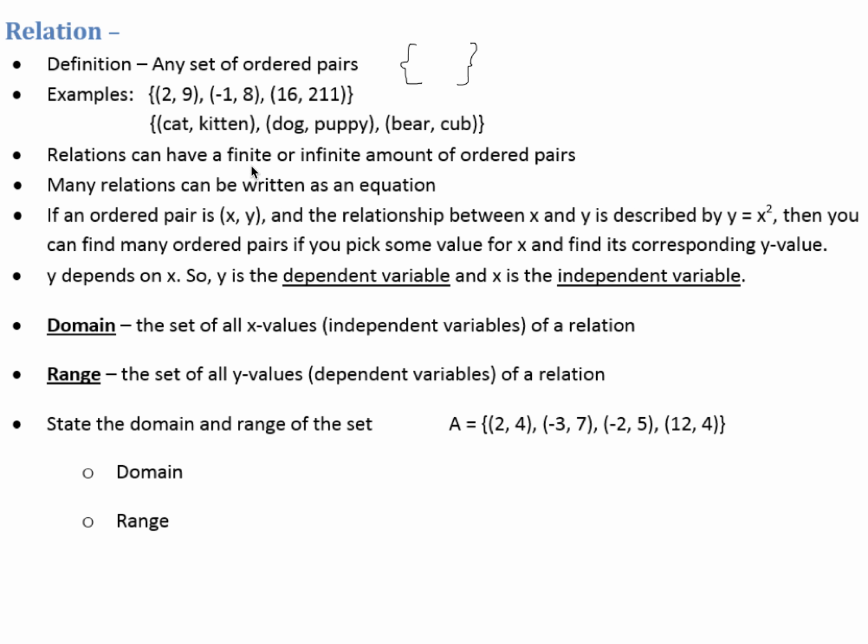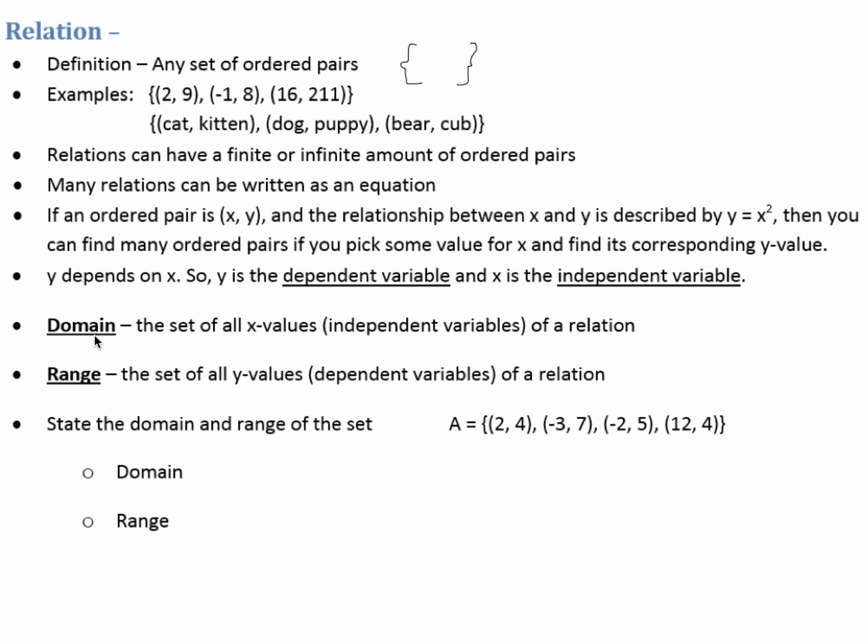Relations can have a finite or countable amount of ordered pairs, maybe 10 or 20 or 3, or it could have an infinite amount. In Algebra 2, we usually deal with ones that can be written as equations. This next part just tells us that x is called our independent variable and y is the dependent variable. The reason is, as you look at an equation here, y depends on what x is. If I put 3 in for x, y depends on that. y would be 9. So y is the dependent, x is independent.